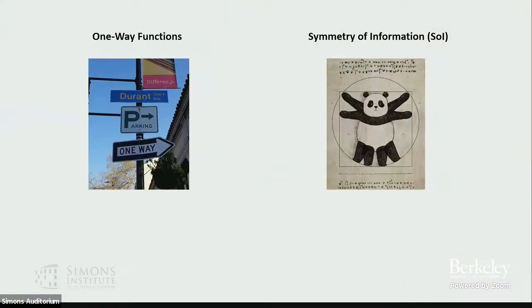This work is about the connection between two things. One is one-way functions, which I guess is one of the most important objects in cryptography. The other is called symmetry of information, which is an important property of Kolmogorov complexity, and it is something that we don't have a very good understanding of in the time-bounded setting.